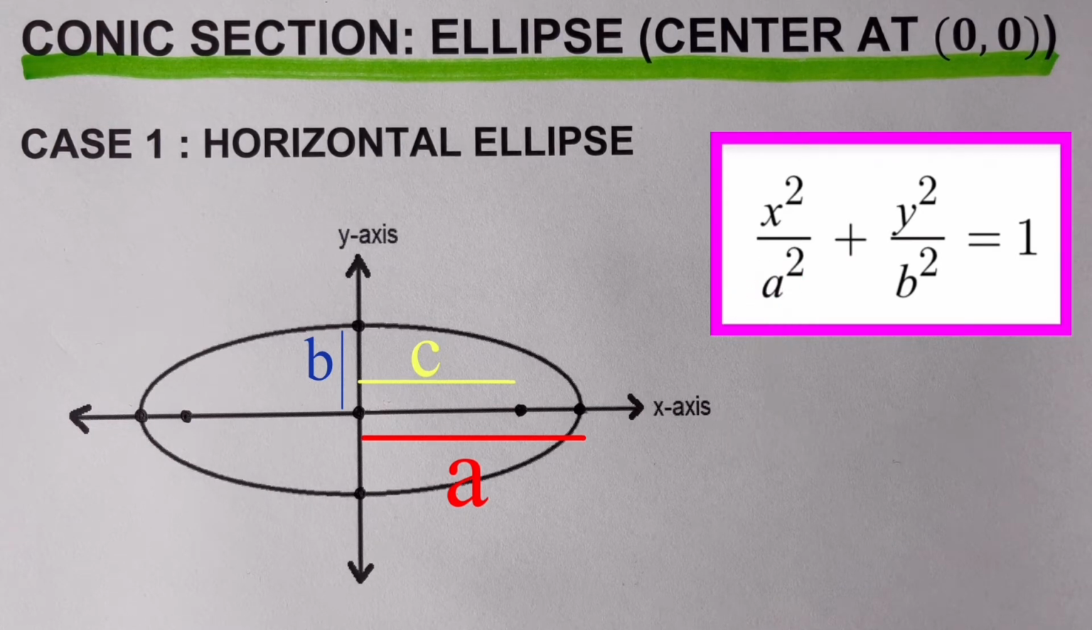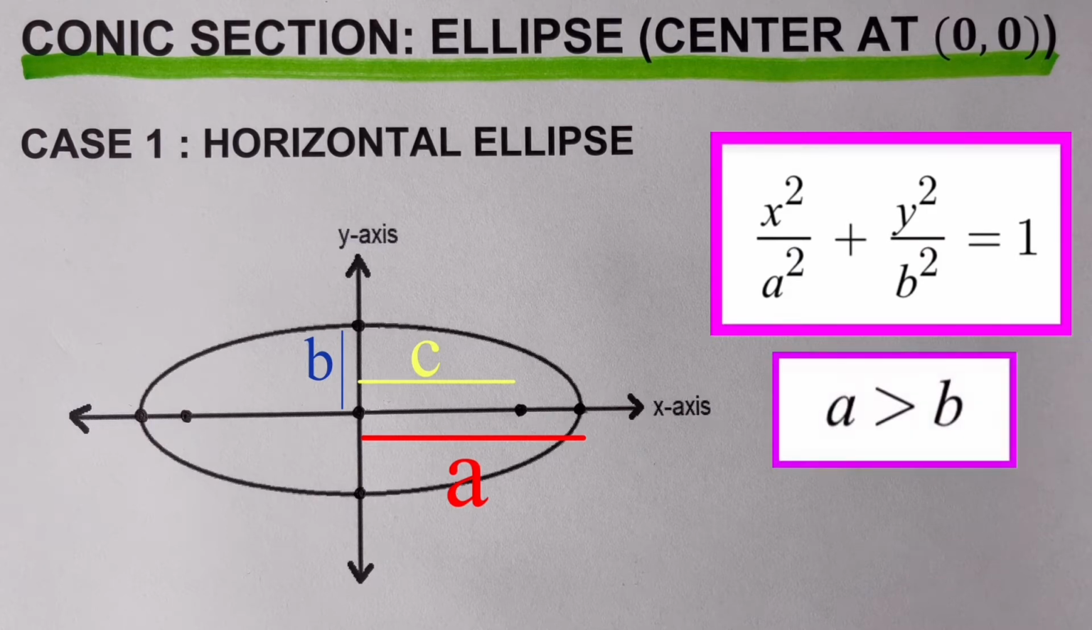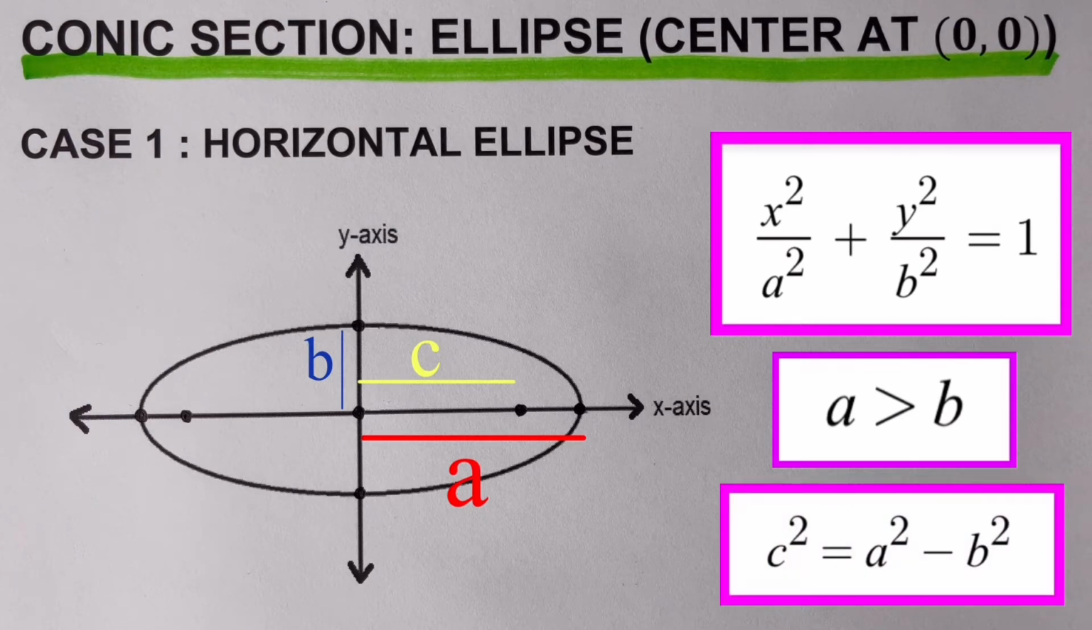Now, we also remember that our A value, which is the semi-major axis, will always be greater than B, which is the semi-minor axis. That's always every time. And the equation that can be used to determine the length of C, that is from the center to the focus, is c squared equals a squared minus b squared.